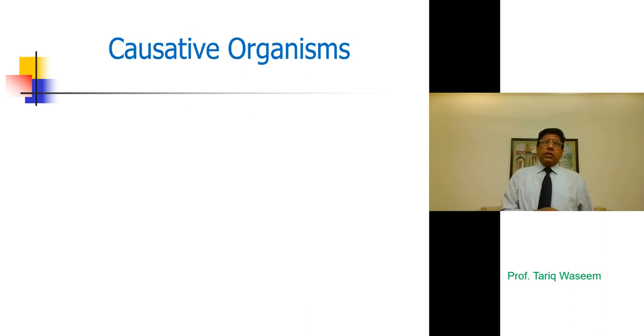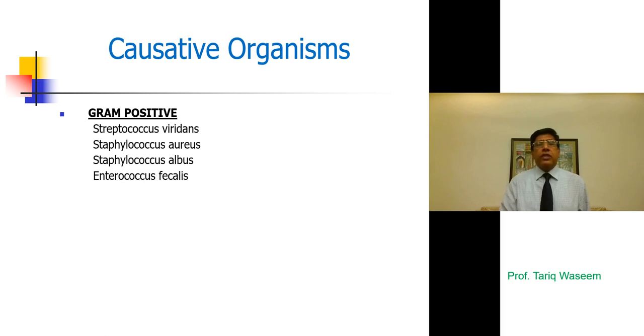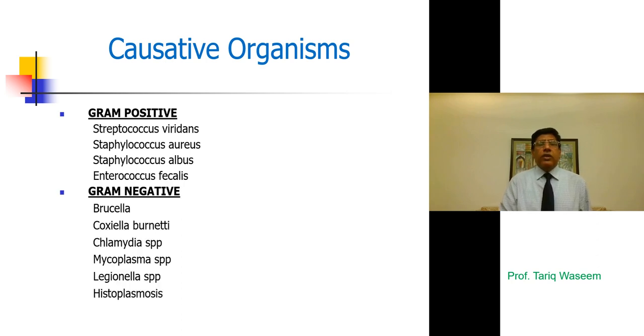Which organisms can cause bacteremia or are responsible for endocarditis? The gram-positive organisms are the more common ones. The list includes, in our part of the world, Streptococcus viridans, whereas in the West it is more commonly Staph aureus. Staphylococcus albus and Enterococcus faecalis are also responsible for causing endocarditis. There's a long list of other organisms which can cause it, like Brucella, Coxiella, Chlamydia, Mycoplasma, Legionella, Histoplasma. They all can be causes.